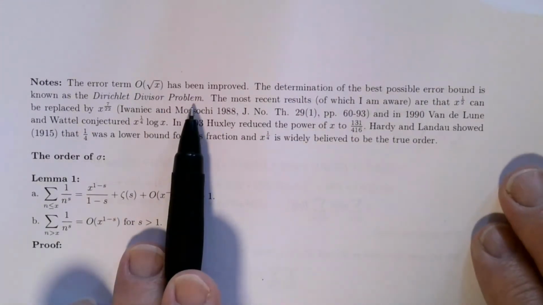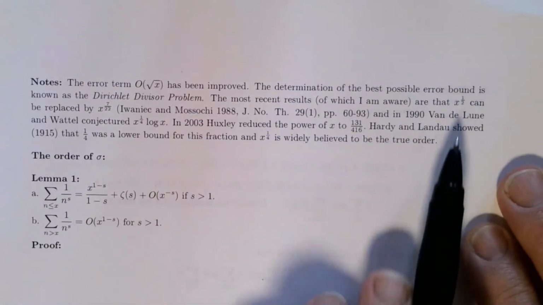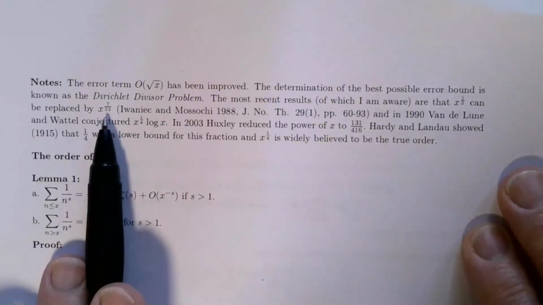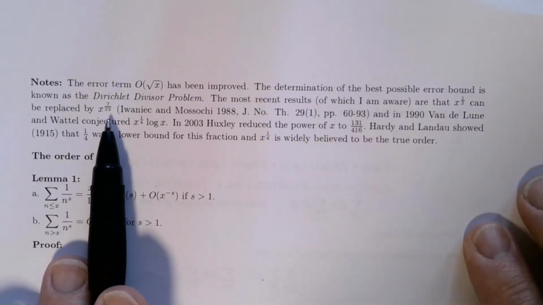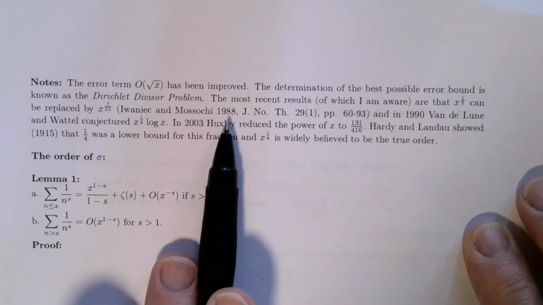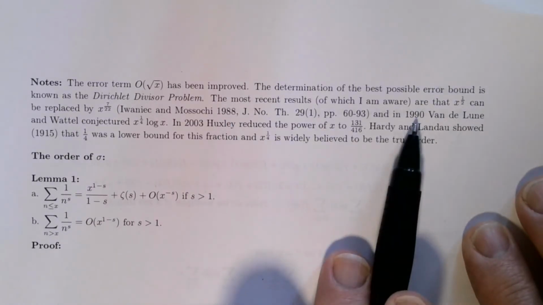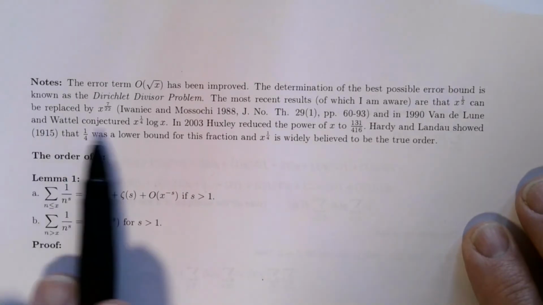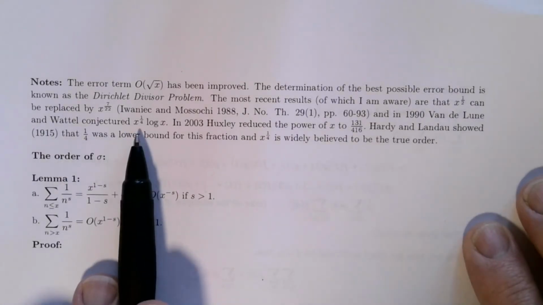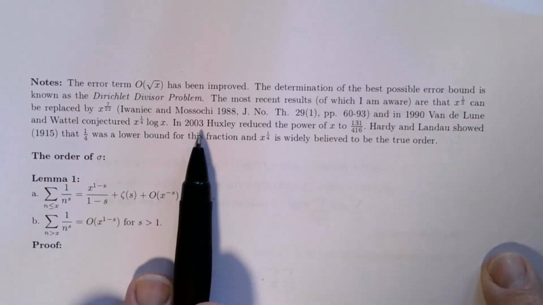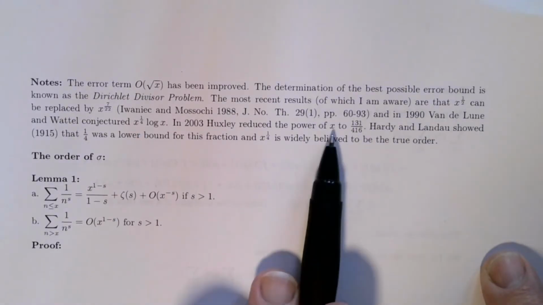Now, the most recent results of which I'm aware are that I can replace that root x, that x to the half, by x to the 7 on 22. That was done in 1988. And in 1990, it was improved again by Van der Corput and Wattle to x to the quarter log x. And more recently, in 2003, Huxley reduced the power of x to this number.